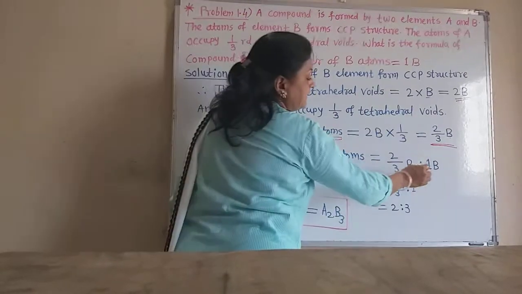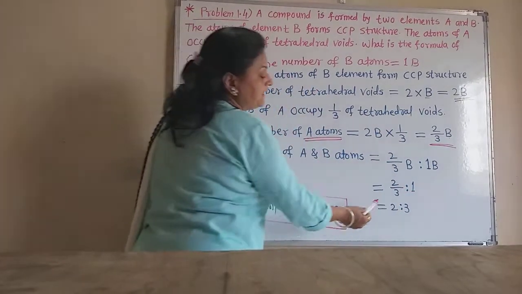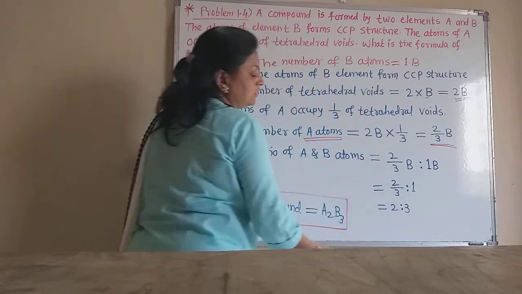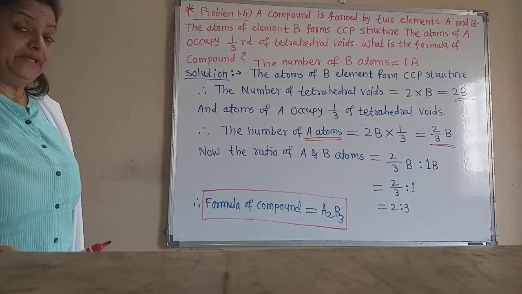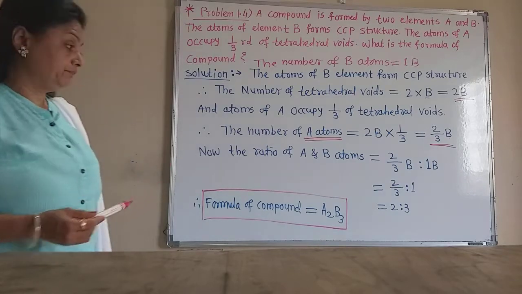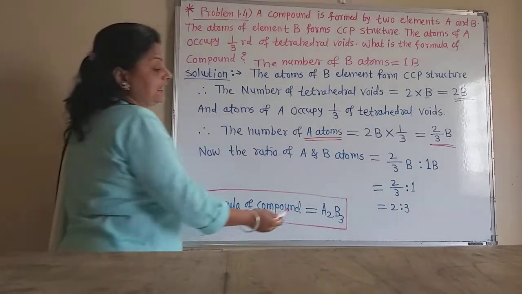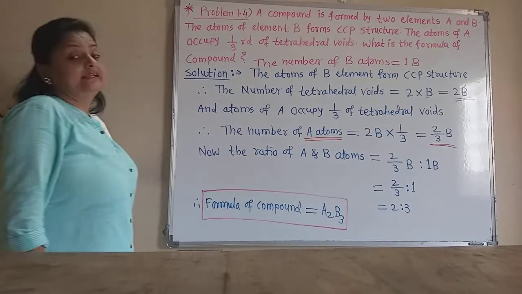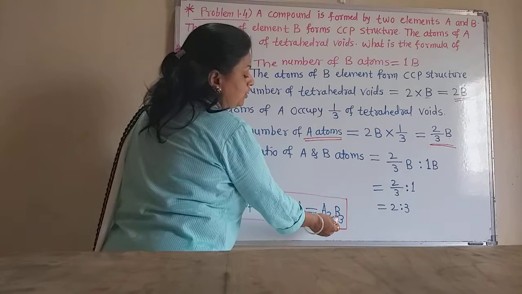Now this B gets cancelled, that is 2 divided by 3 as to 1, and that becomes 2 as to 3, because 3 into 1 is 3. So 2 as to 3 is the ratio of A as to B atoms, and therefore the formula of the compound becomes A2B3, because 2 as to 3 is the ratio of A and B atoms. So the formula of the compound is A2B3.